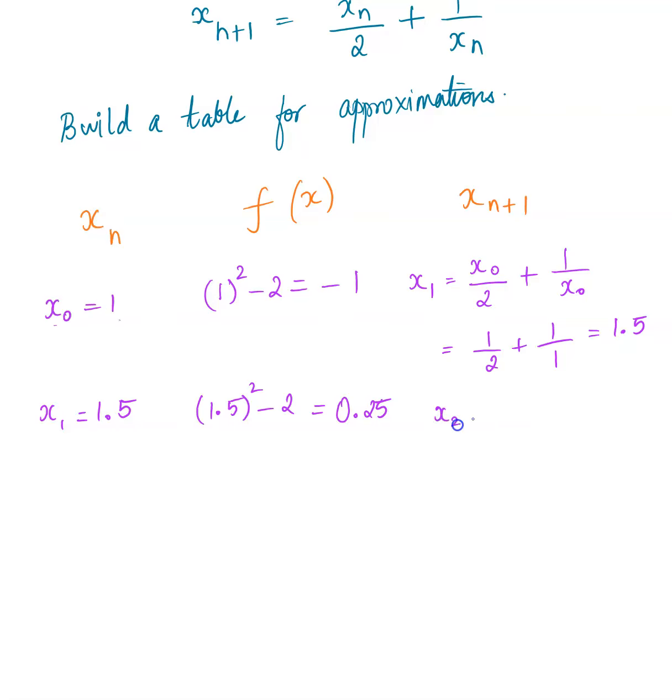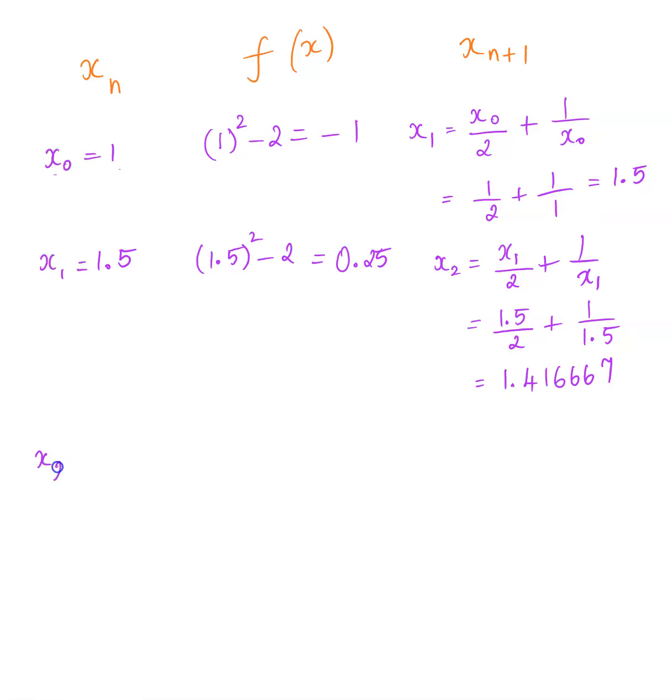Then we have x2, which is x1 over 2 plus 1 over x1. So if you computed that, that will be 1.5 over 2 plus 1 over 1.5. Of course, use your calculator to get this. And try to get as many decimal places as possible to get a more accurate answer. So x2 is 1.416667. Plug that in for your f of x. The corresponding value is 0.00695. I'm not showing the computation. I'm just giving you the final answer here. And then x3, using this x2, x3 comes out to be 1.41422.